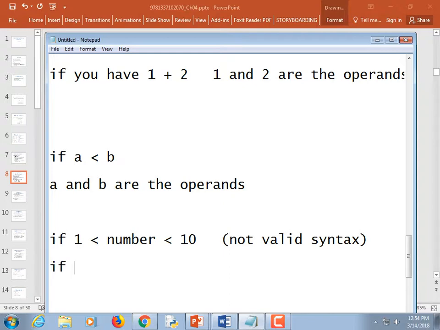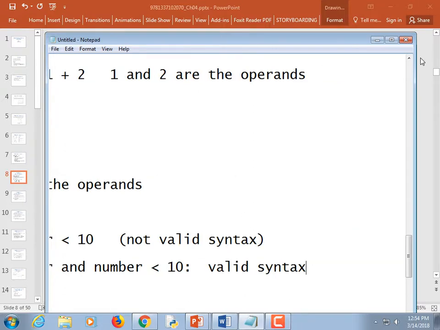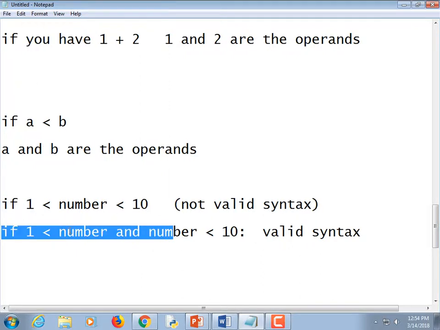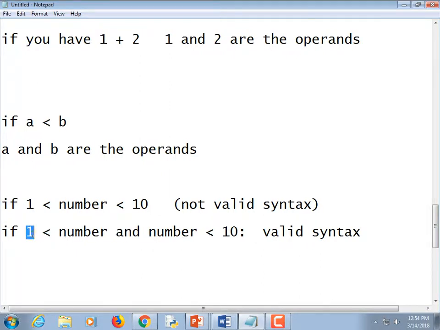If you wanted to word it for a computer, you would say if 1 is less than the number and the number is less than 10. That's valid syntax. Why does that work? Because now we do have 2 operands. Here's our operator. He's got 2 operands, 1 and number. Here's our operator. We've got 2 operands, number and 10. So this is invalid syntax, and this is valid syntax for checking for a range.